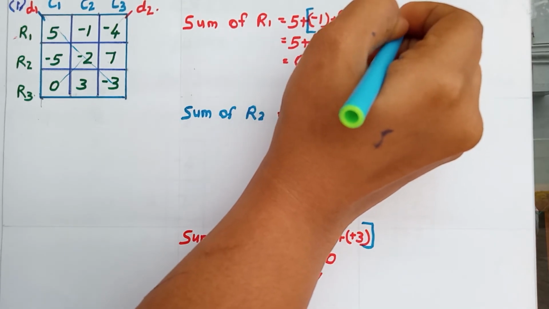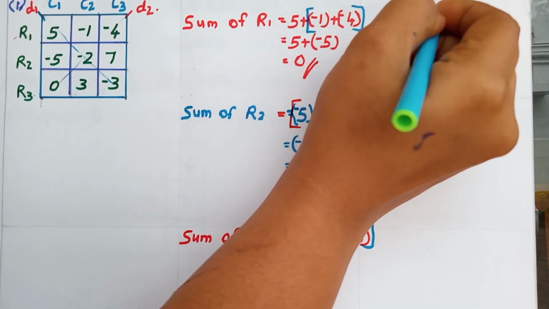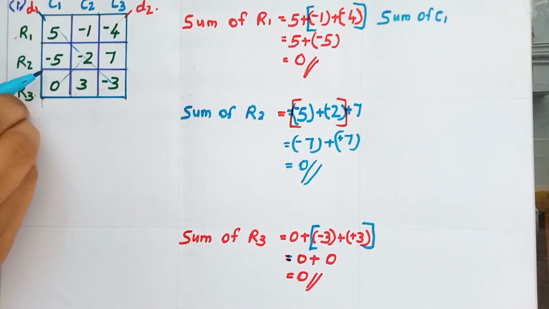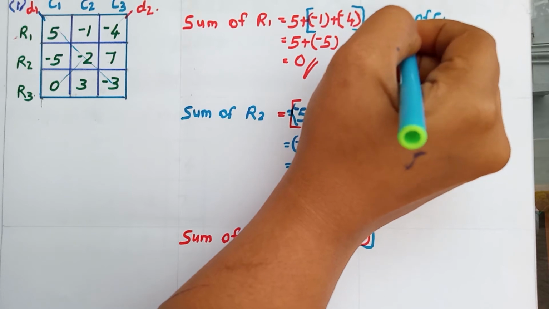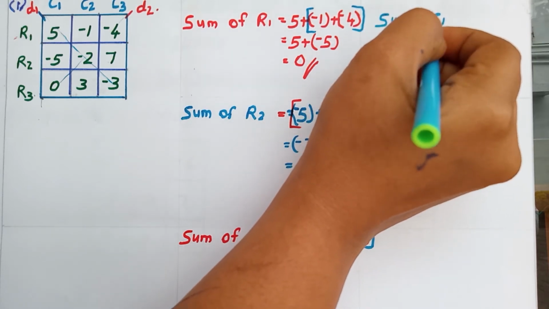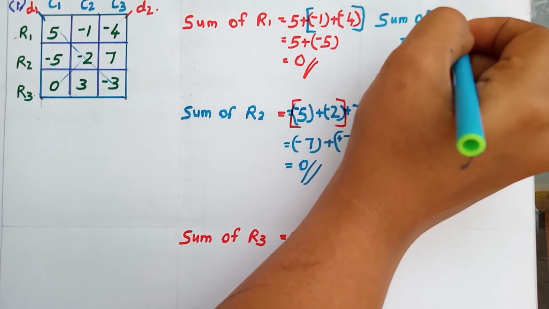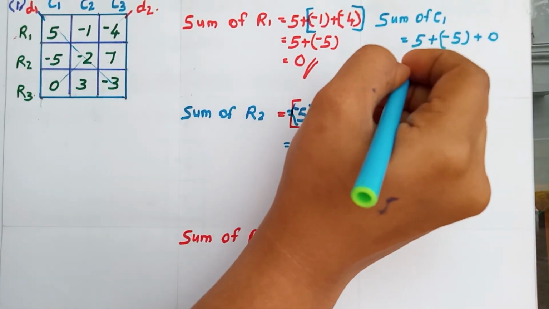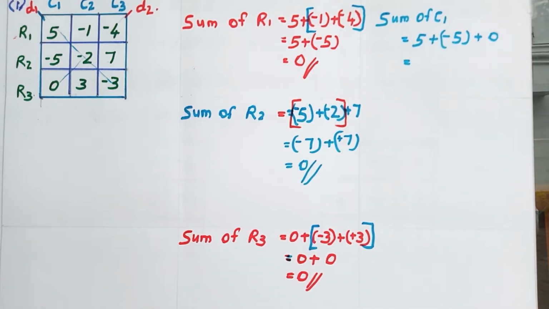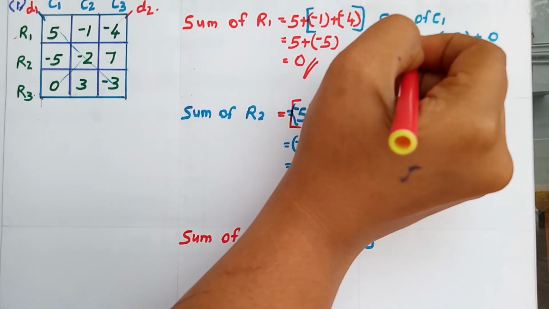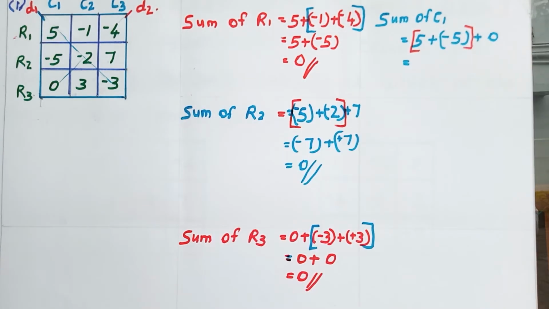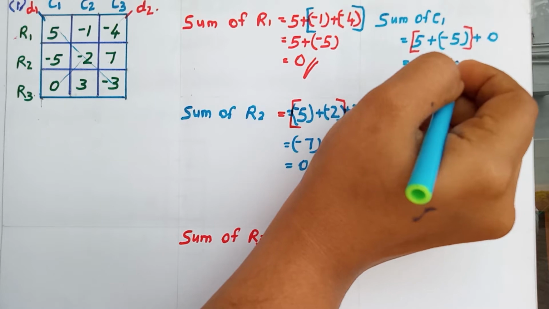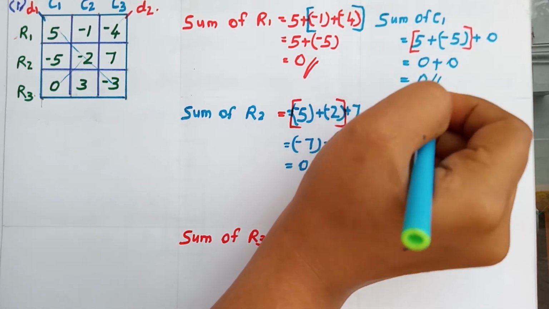Sum of the numbers in C1. What are the numbers in C1? 5, -5 and 0, equal to 5 plus -5 plus 0. First we are going to do this calculation: 5 plus -5 is 0, plus the remaining 0. So the answer is 0.